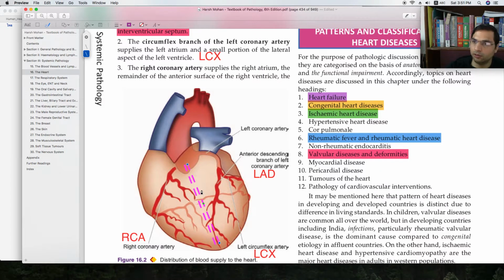Congenitally, the walls could be not well developed. That can lead to defects. Congenitally, the musculature could be not well developed. That can lead to problems. So all these things can lead to congenital heart diseases. First category. Second common category is ischemic heart diseases.